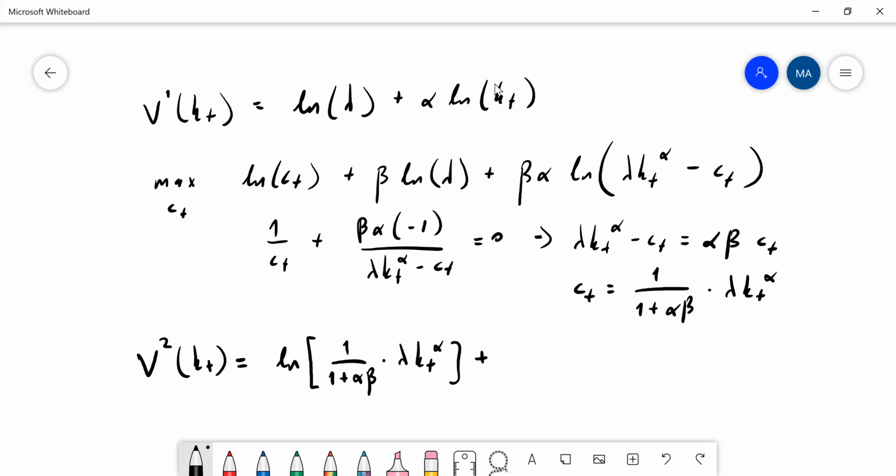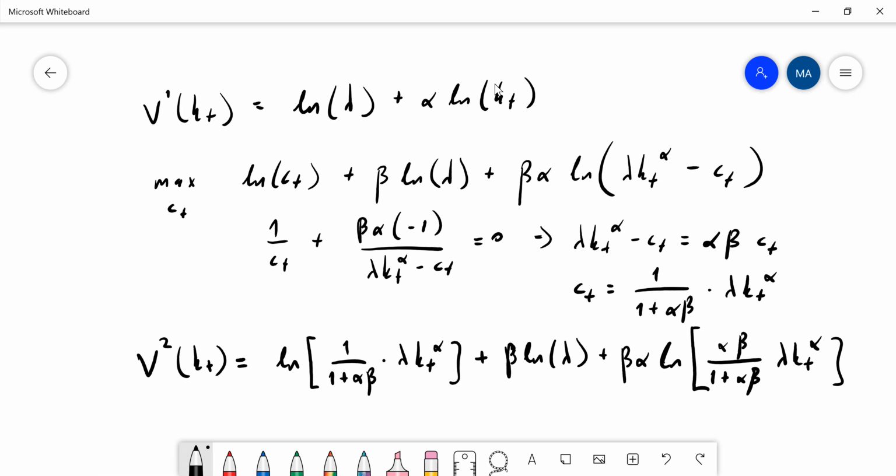Okay? Then you have beta ln lambda. Then you have beta alpha ln KT plus 1. So KT plus 1, as you see, is alpha beta over 1 plus alpha beta, times lambda KT alpha, right? Because a fraction 1 over 1 plus alpha beta goes to consumption, the remaining fraction goes to saving.